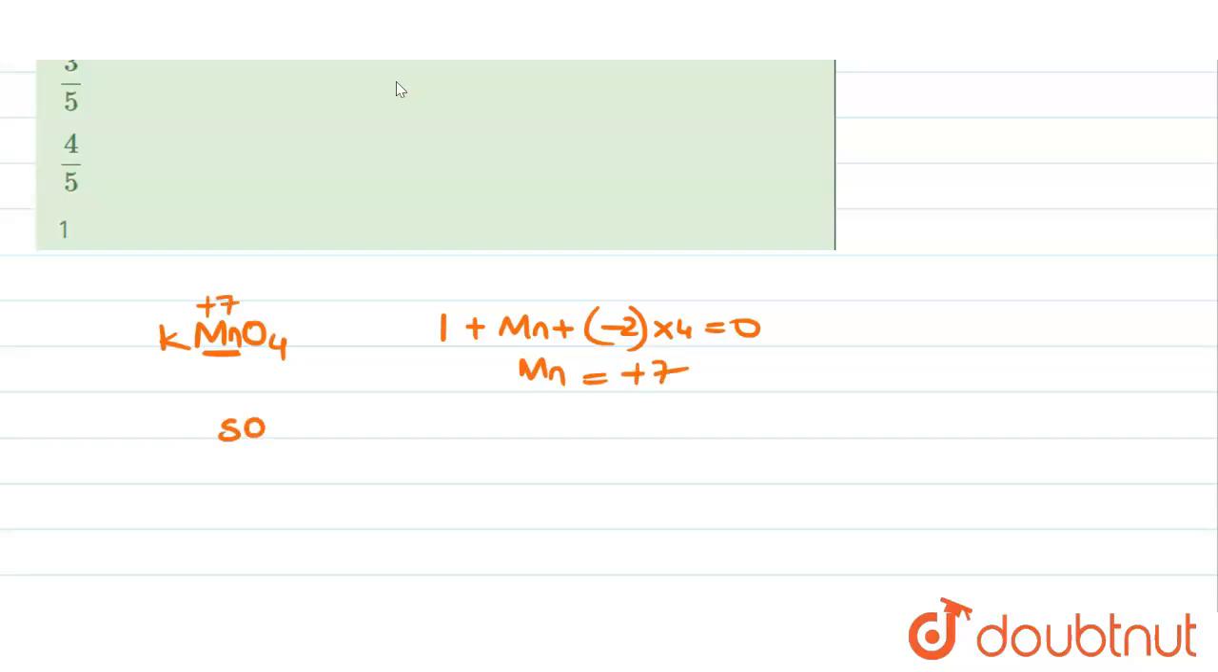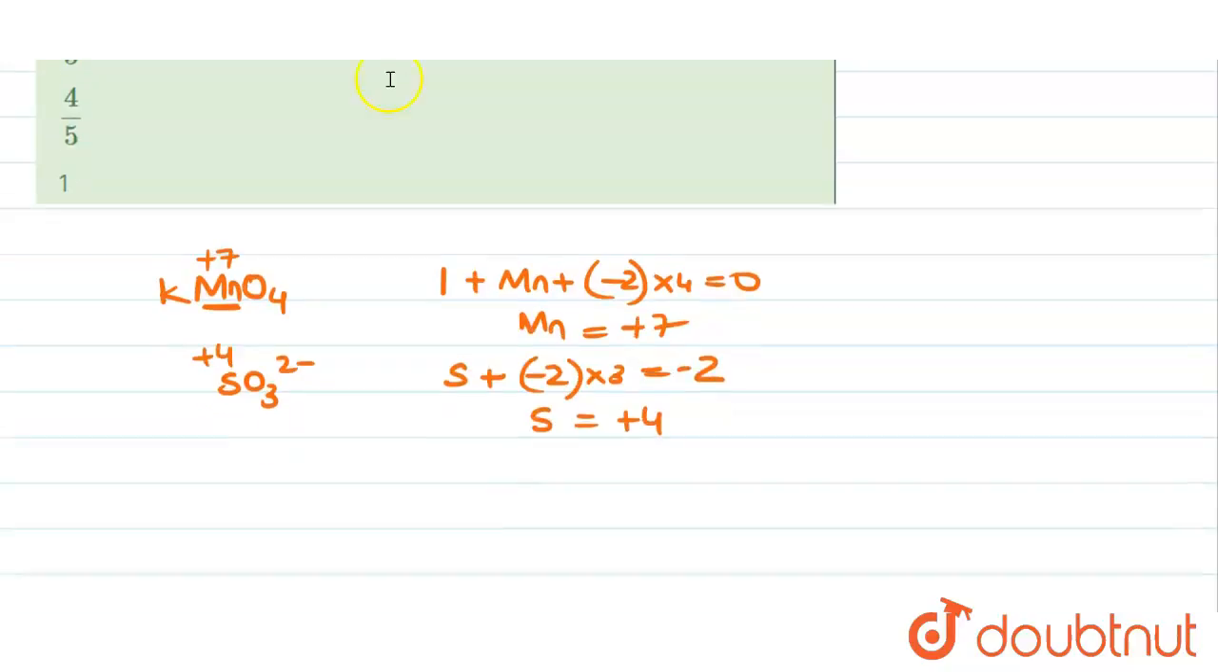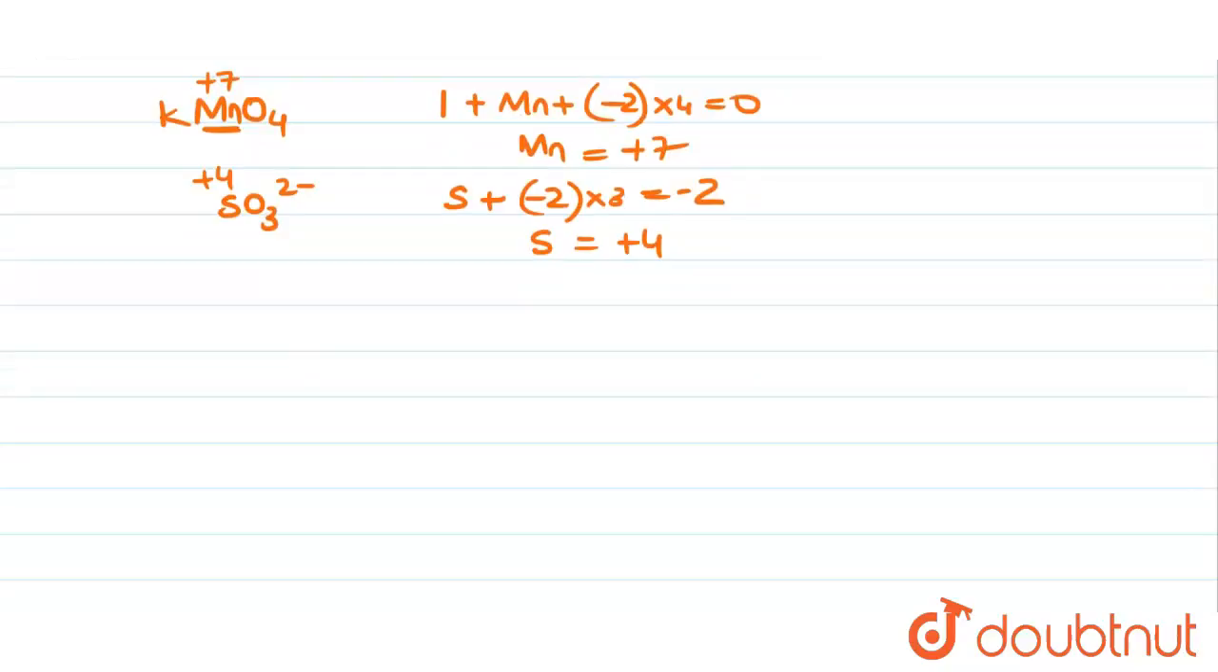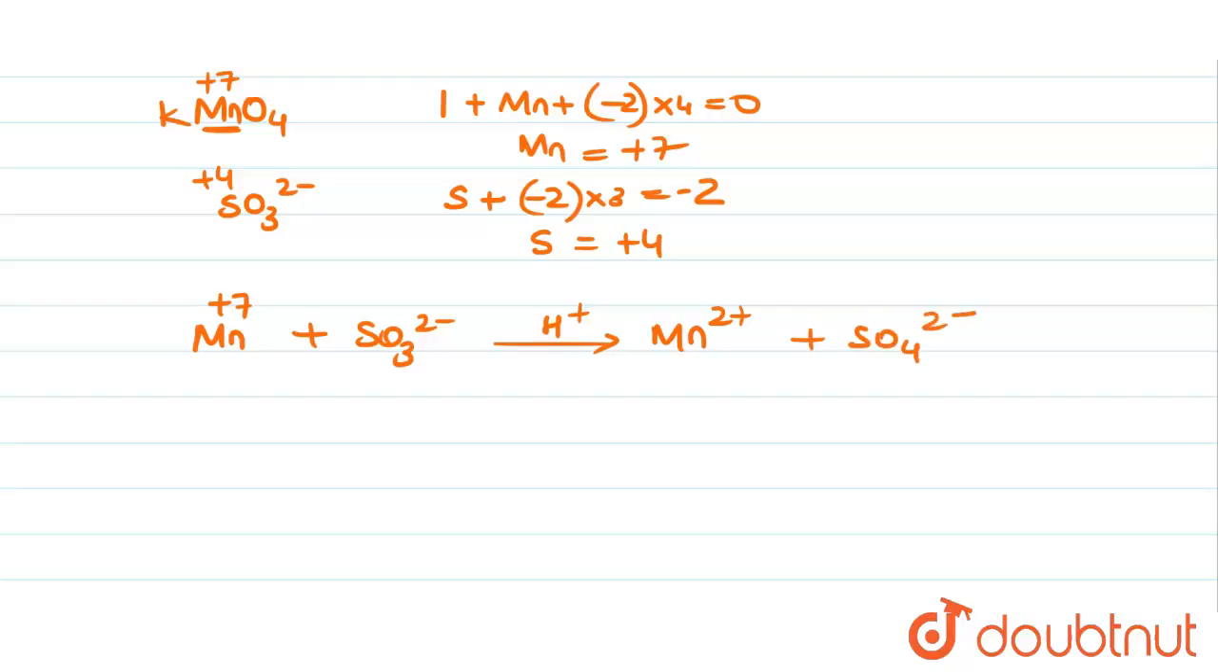Then we have got sulphite SO3 2 minus. Sulfur plus minus 2 into 3 is equal to minus 2. So sulfur is equal to plus 4. So now we have been given that Mn plus 7 and SO3 2 minus are converting into Mn2 plus in acidic medium. So since this got reduced, this will get oxidized to SO4 2 minus. Over here it is plus 6, over here it is plus 4.